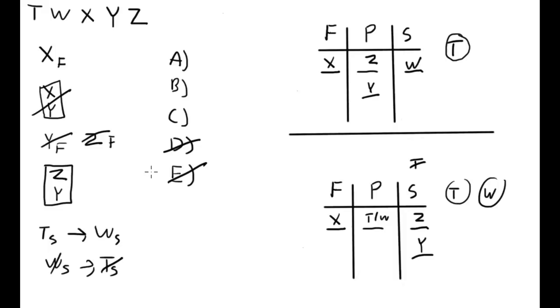Question number 2 said which of the following could be true. This is a global question, right? We're not given a specific scenario. So let's just take a look at our answers. A says W is the only one in S. And we can actually see just in our first group here that, yeah, that's entirely possible. T could either go in F or P in this first world, so that is absolutely possible. That is our answer here.